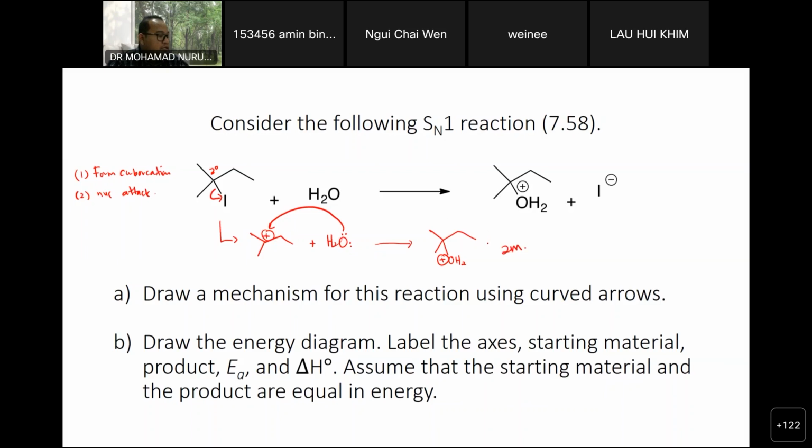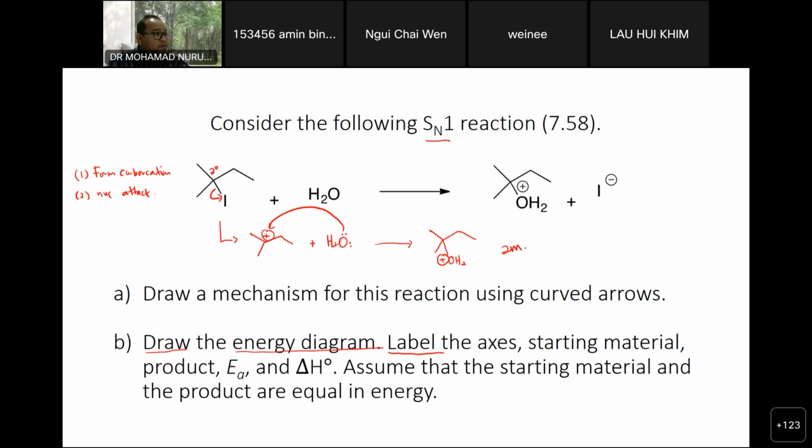Okay, for the second one, draw the energy diagram. This is the instruction. You have to draw the energy diagram, and you have to label the axes. It means all the statements here give you some marks: starting materials, product, activation energy, and delta H. And this is very important: assume that the starting materials and the product are equal in energy. So for the SN1 reaction, there will be two humps and one intermediate. So you have to draw all the information that you have.